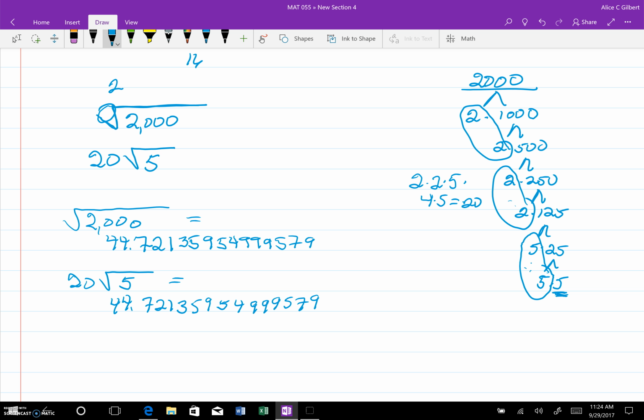It's as if, and this is just metaphorically speaking, the square root of 2,000 were 3/12. I would never accept that because it's not in lowest terms. Lowest terms is 1/4. So 20 times the square root of 5 is lowest terms of the square root of 2,000. I'm going to do some more examples in the next video.